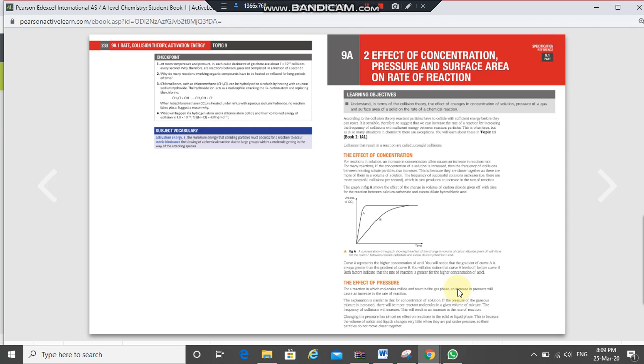Increasing the pressure, I'm going to increase the number and the frequency of what? Of collisions. At the same time, I will increase the successful collisions. So we will have more collisions, so more collisions, more rate of reaction. Okay?